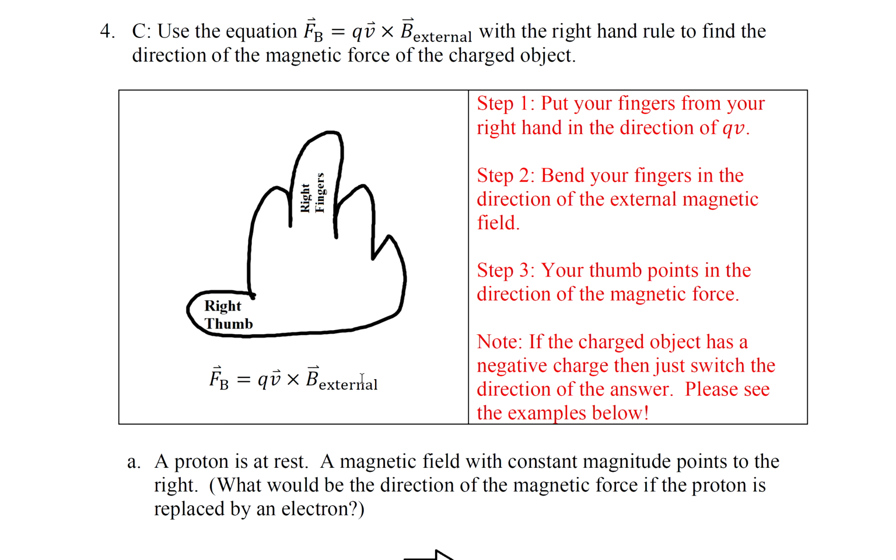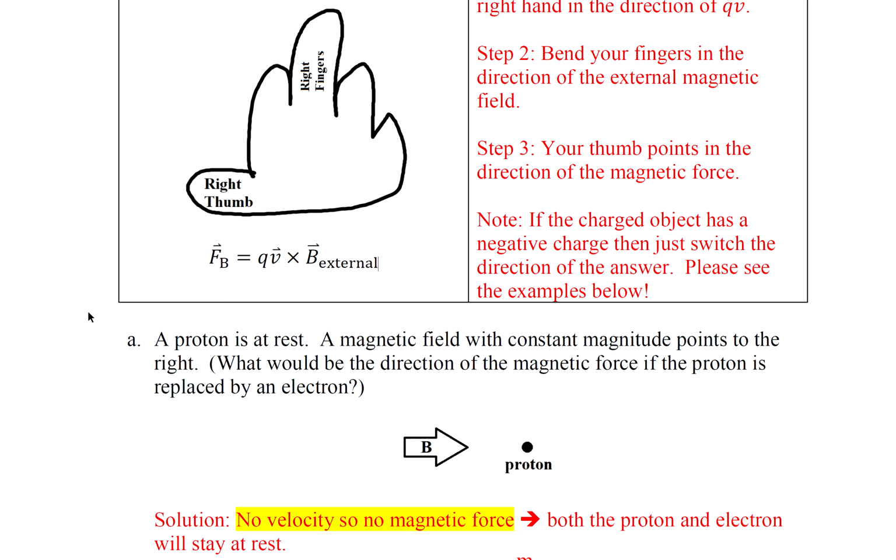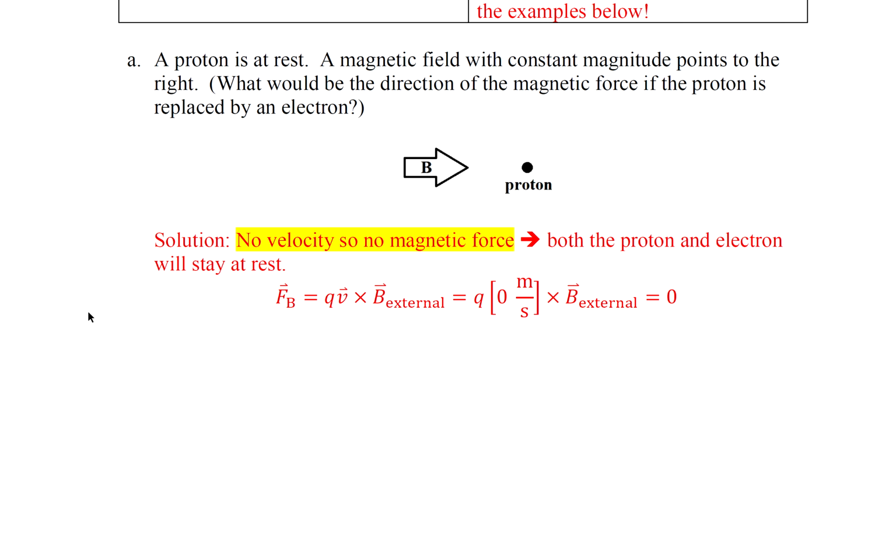So we're always referring back to this equation. Part A, a proton is at rest. A magnetic field with constant magnitude points to the right. So the proton is at rest. So look at this equation, QV cross B. If V is 0, then the magnetic force is 0.